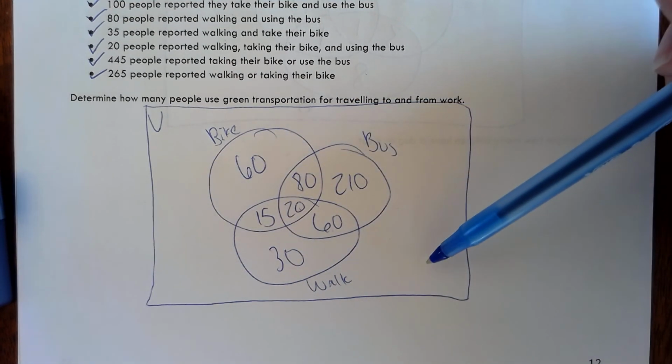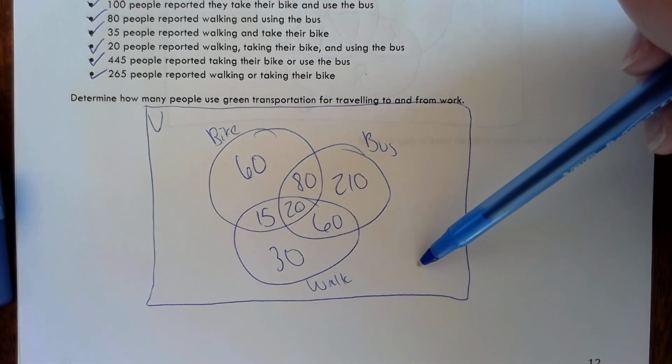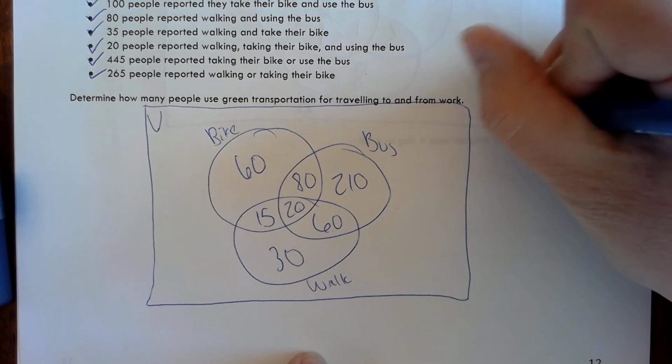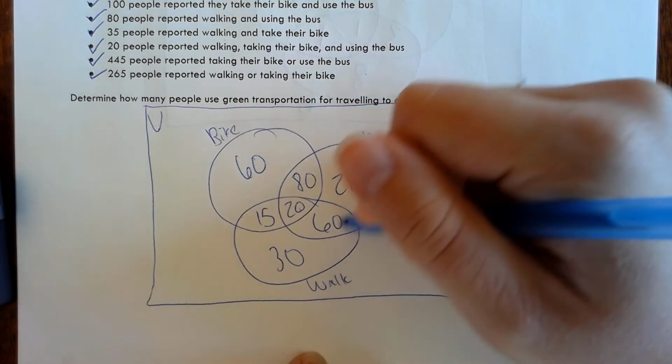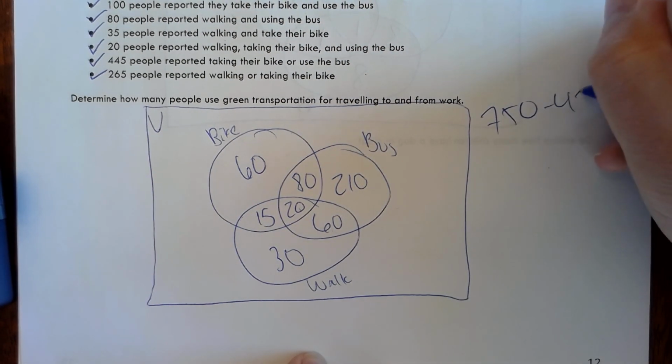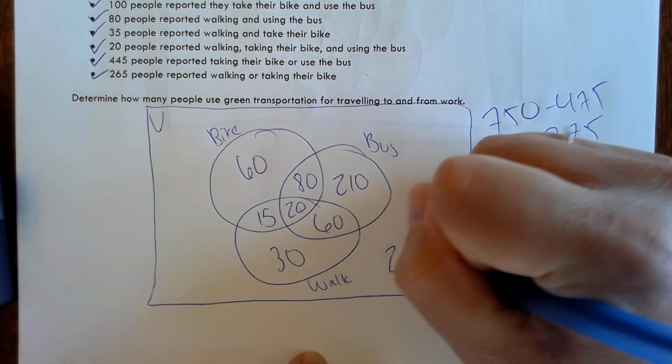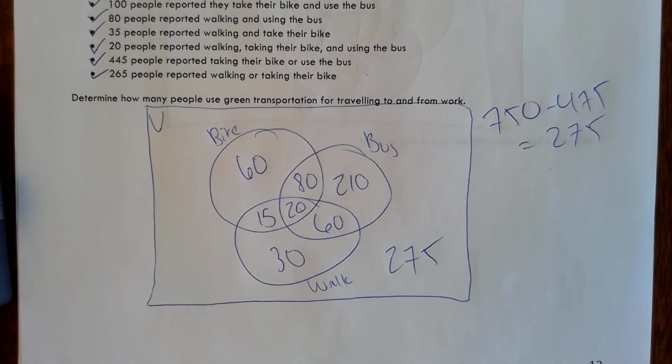So there's some people who do something else, like maybe they drive. Yeah, probably drive, right? So I went 750 minus all of these numbers, which was 475, and I got 275. So 275 get to work some other way. They're not using green transportation. They're not even carpooling. They're just going by themselves.